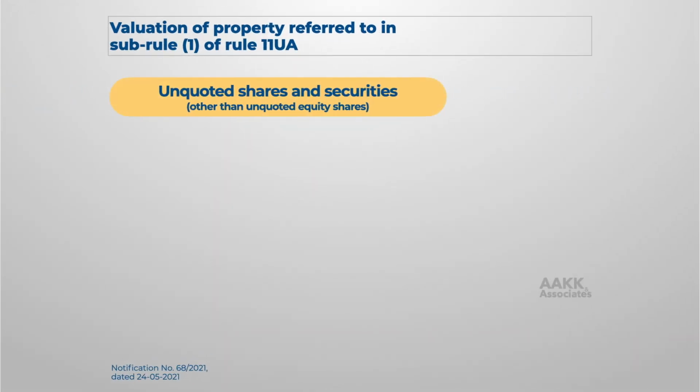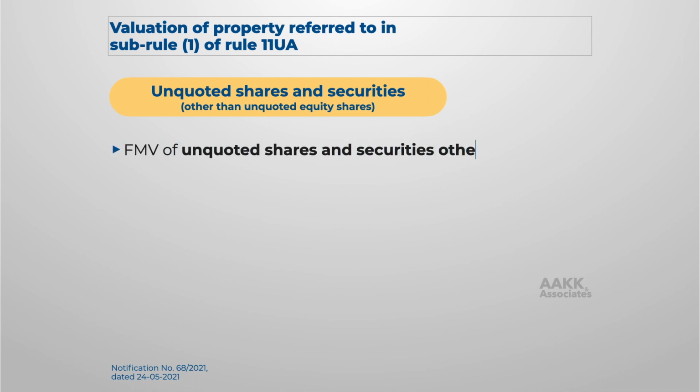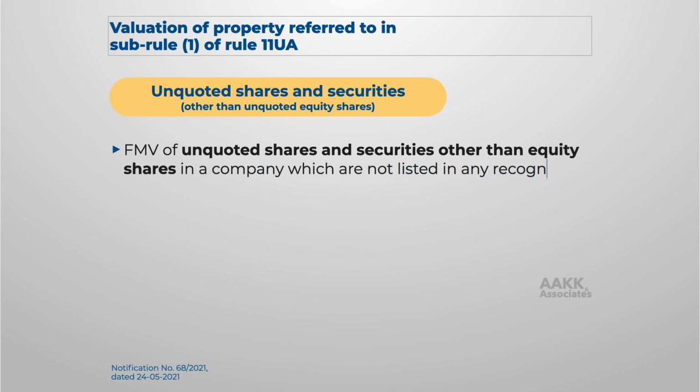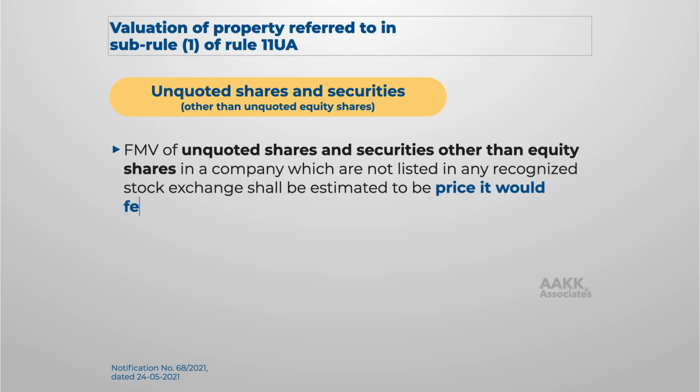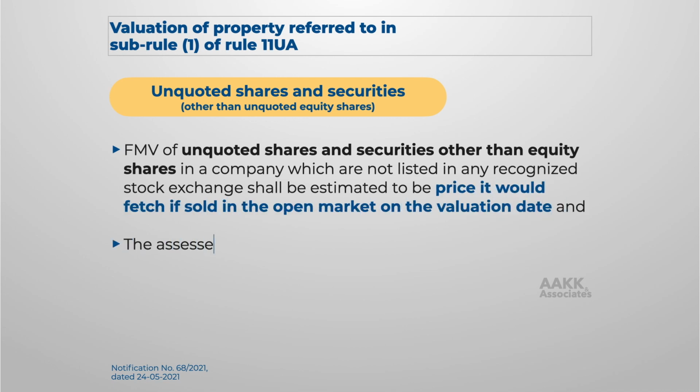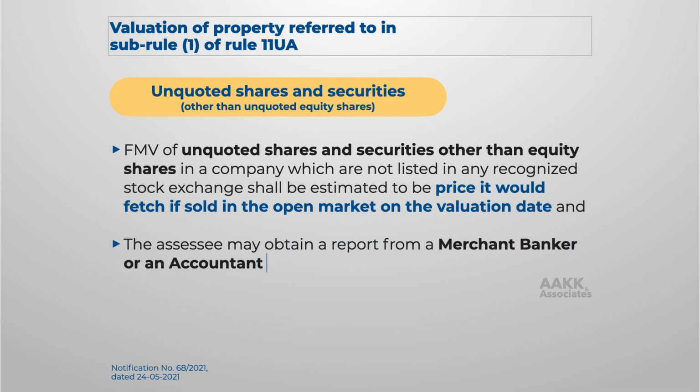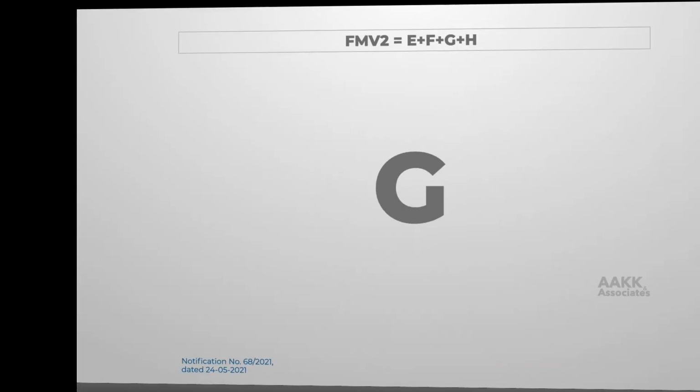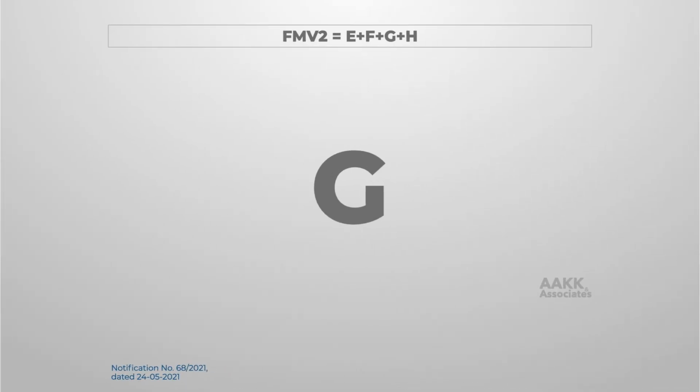Valuation of unquoted shares and securities, other than unquoted equity shares. Fair market value of unquoted shares and securities, other than equity shares in a company, which are not listed in any recognized stock exchange, shall be estimated to be the price it would fetch if sold in the open market on the valuation date, and the assessee may obtain a report from a merchant banker or an accountant in respect of such valuation. Let us return to the components of FMV2.